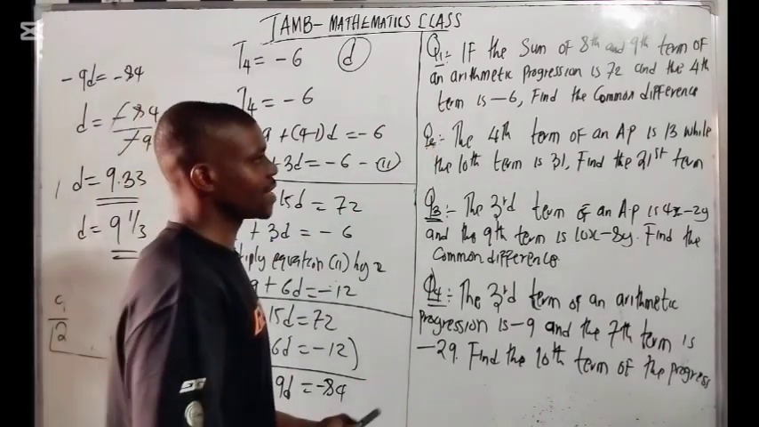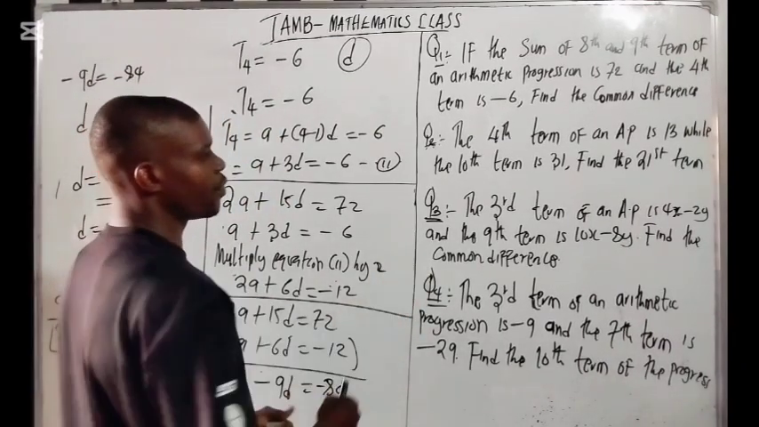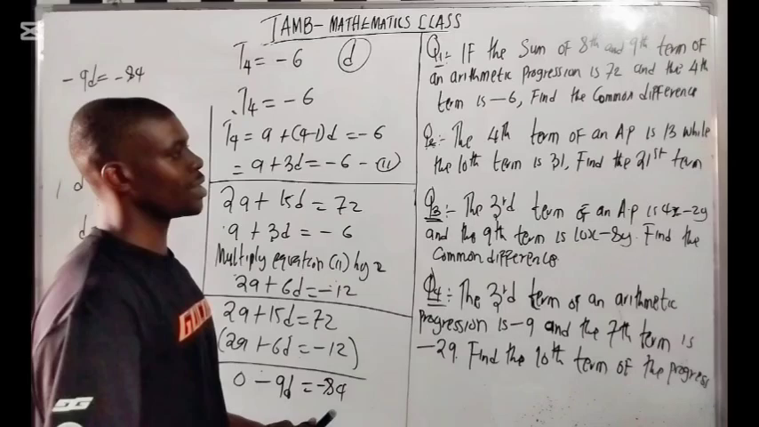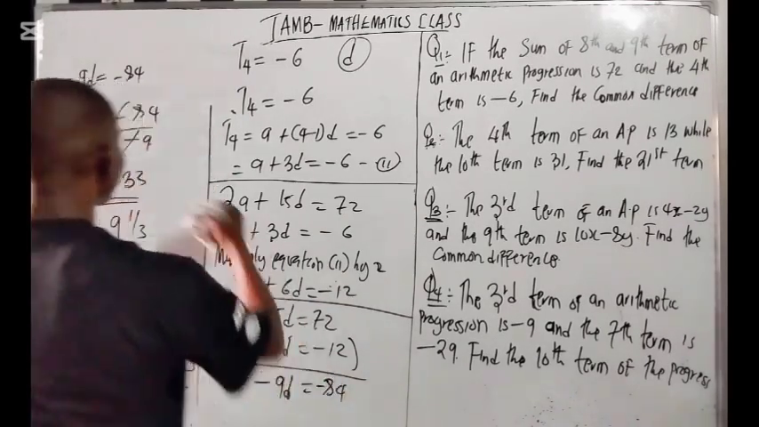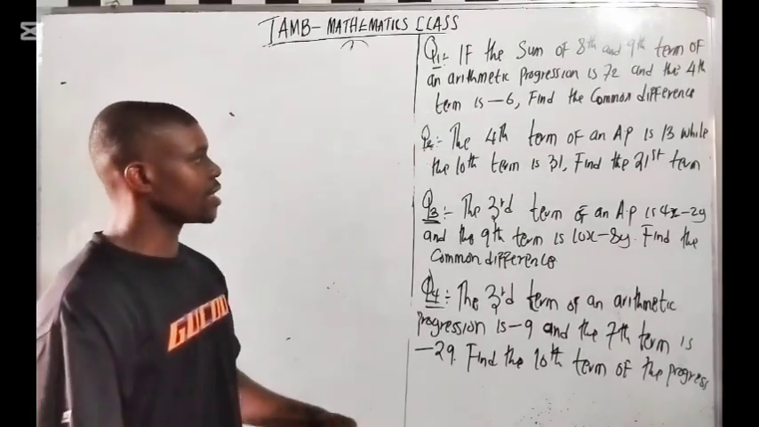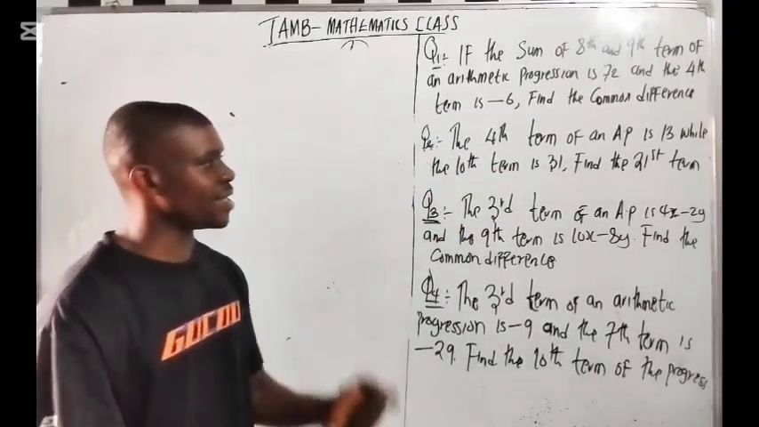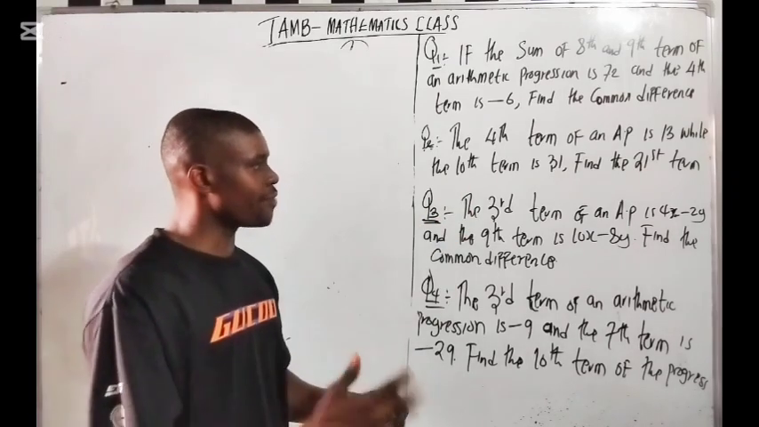Question 2. They say that the fourth term of an AP is 13, while the third term is what? Third term is 31. Find the 21st term. So let's evaluate this one here. The second question. They say that the fourth term of an AP is 13, while the third term is 31. Find the first term.